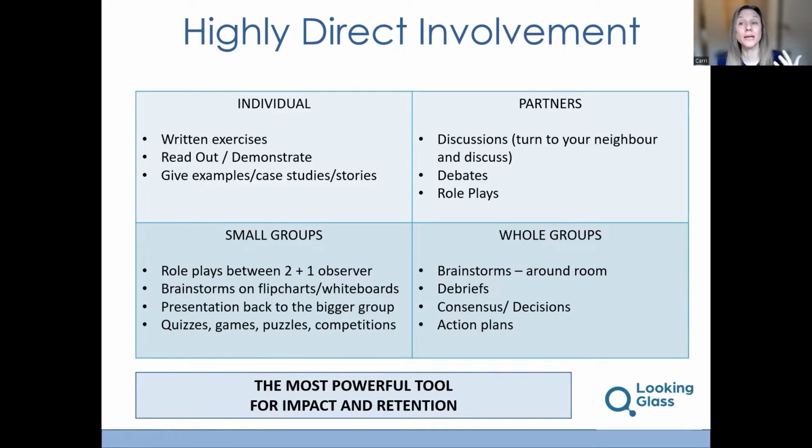So one of them might play an innocent victim at the barbecue and the other one is the orange pillar, and you're practicing your spiel, as it were. Small groups, similar sort of thing to the role play, but now maybe you've got a third person in the conversation, and that person is observing the role play, the interaction, and giving feedback at the end of it. There may be brainstorms for small groups on a flip chart that they then have to present back to the group as a whole.